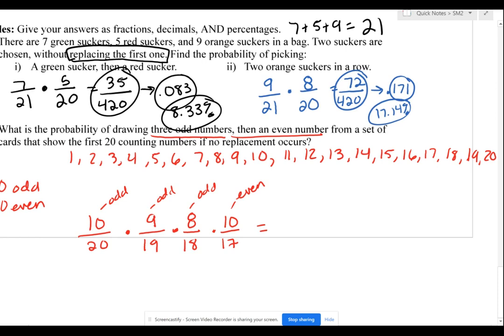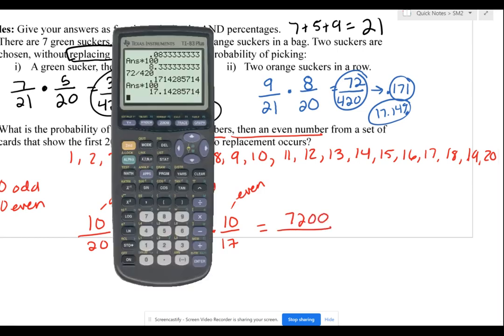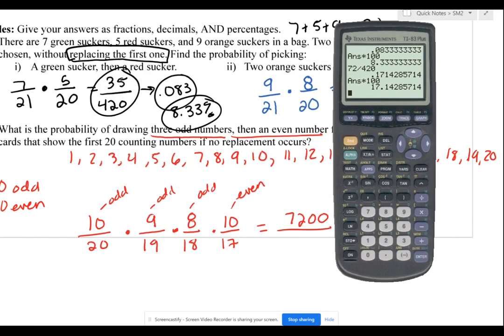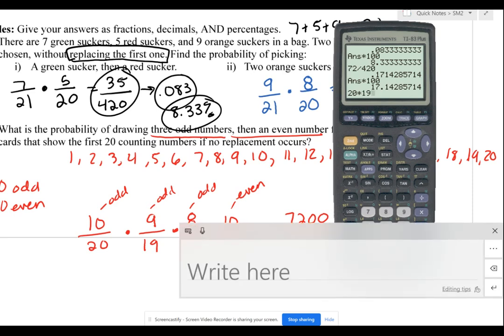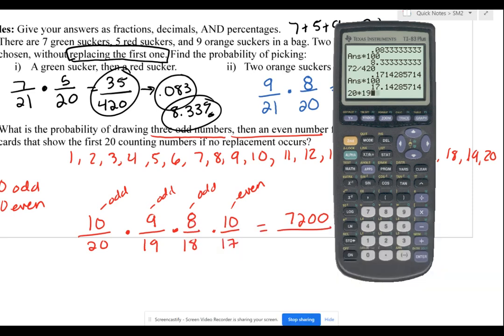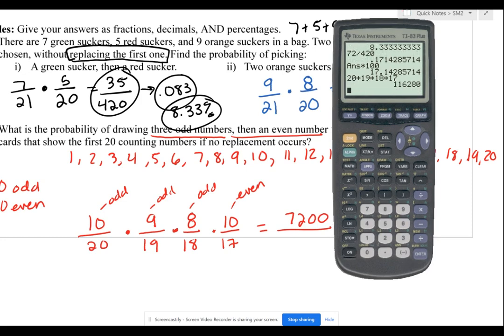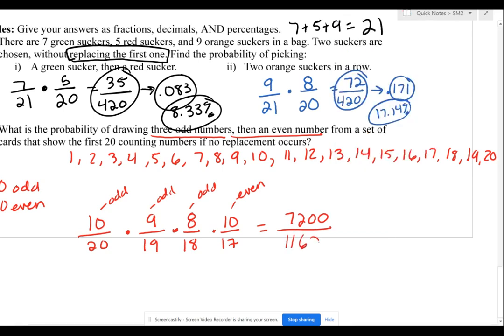10 times 9 times 8 times 10 is 7,200. Okay? And then the bottom, I'm going to have to use a calculator, is 20 times 19. Maybe if my calculator will work. 19 times 18 times 17 is 116,280. That's your fraction. Okay?